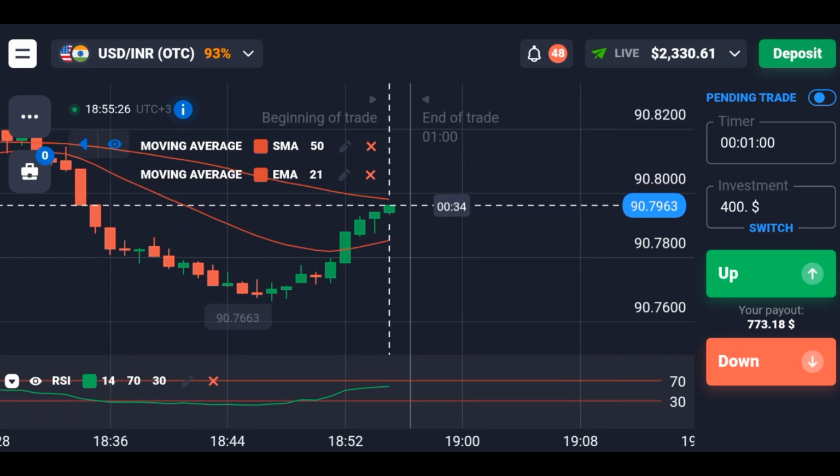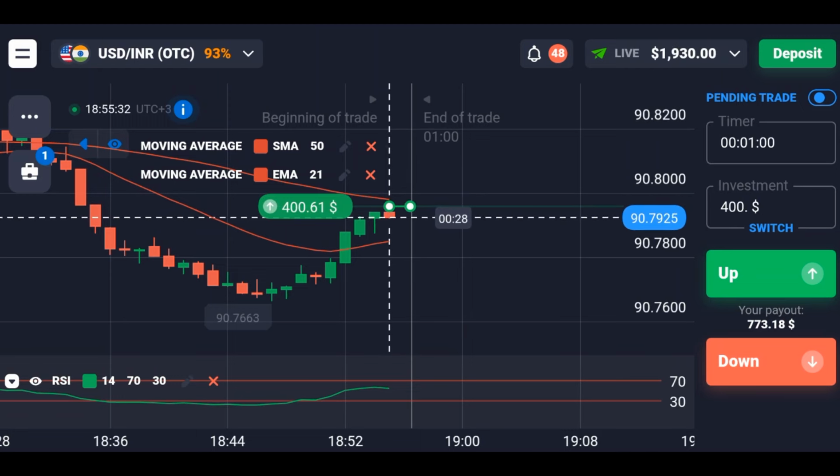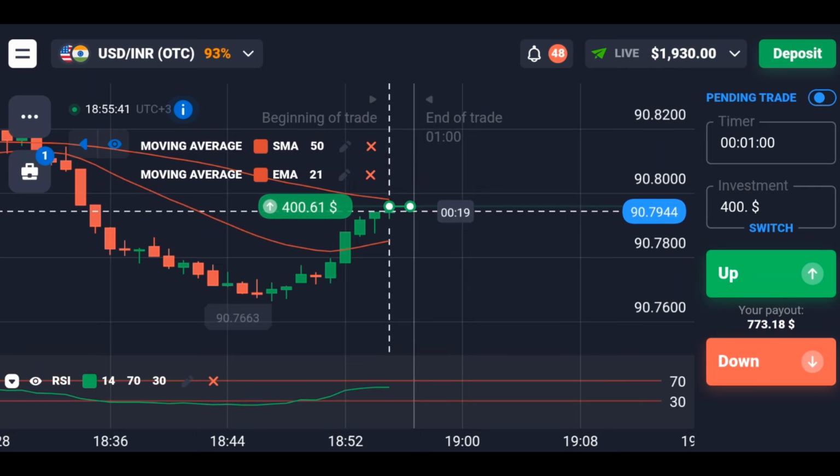Again, we'll continue trading up. I'll do $400 for the next trade. I've just clicked on the up button for $400. So let's give it 1 minute and see what happens to that trade.